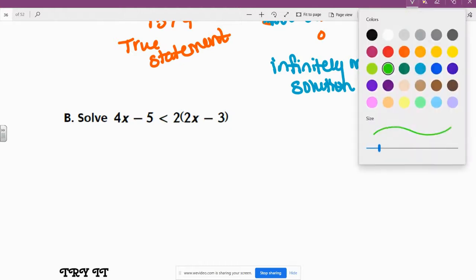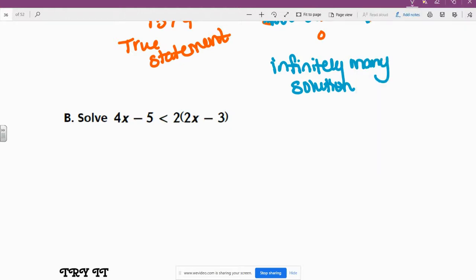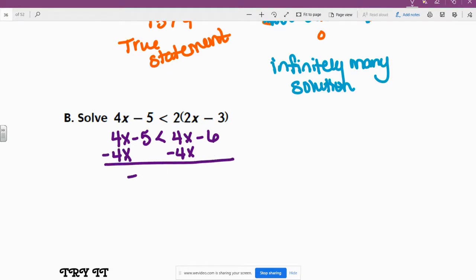Solving the second one. On the left side, there's nothing to do. So I'm just going to write the 4x minus 5 down is less than, distribute the 2, 4x minus 6. Okay. Notice that the coefficients are the same, but I'll go ahead and cancel them out to show you your statement here at the end. So we get -5 is less than -6. That is a false statement.